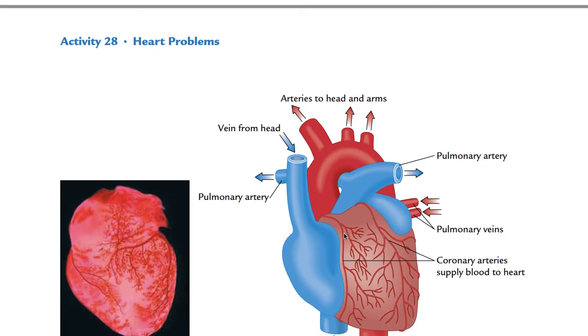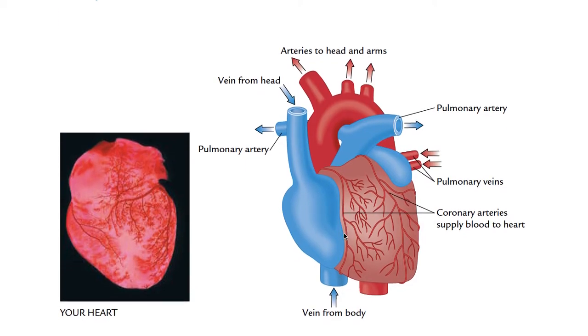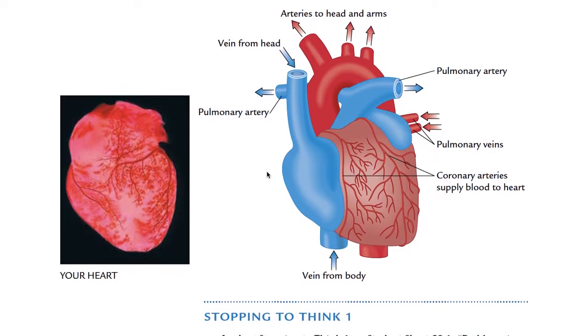Okay, Activity 28, heart problems here. You can see a diagram of the heart here again, and here is, I guess, an actual picture of your heart, and you can see the coronary arteries that feed the heart muscle blood-rich or oxygen-rich blood. Here's another good diagram that shows how blood enters and exits the heart.